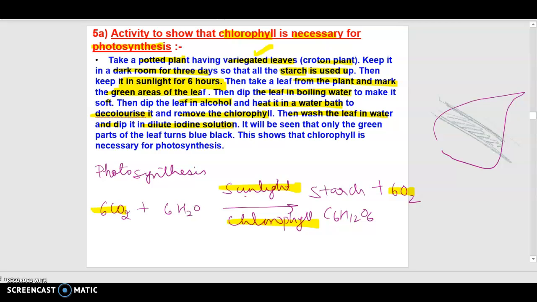So what will happen if it is a variegated leaf? The green area, because that still has starch, will turn blue black. And this shows that chlorophyll is necessary for photosynthesis.